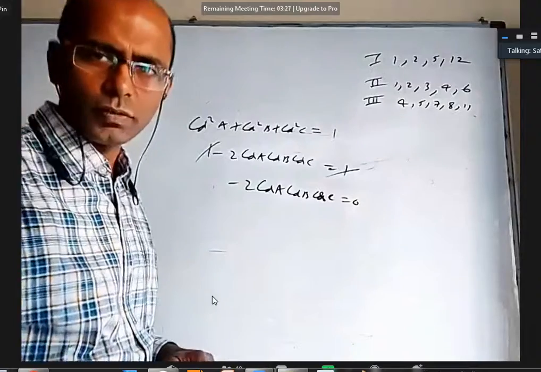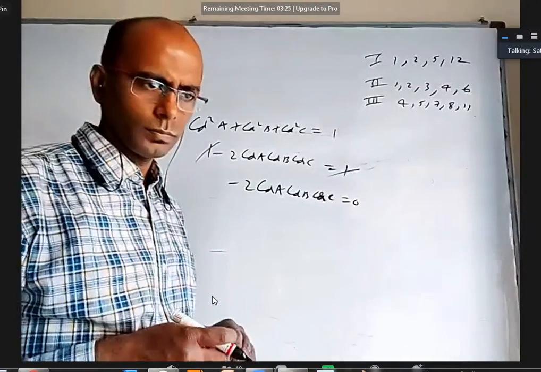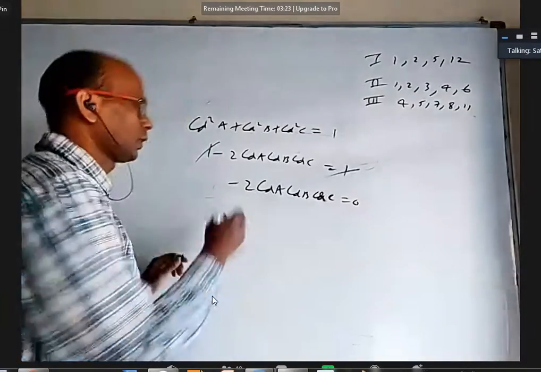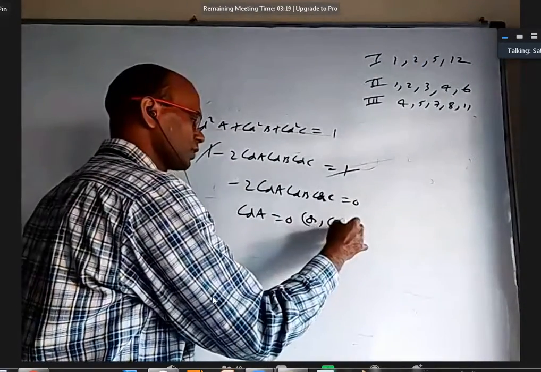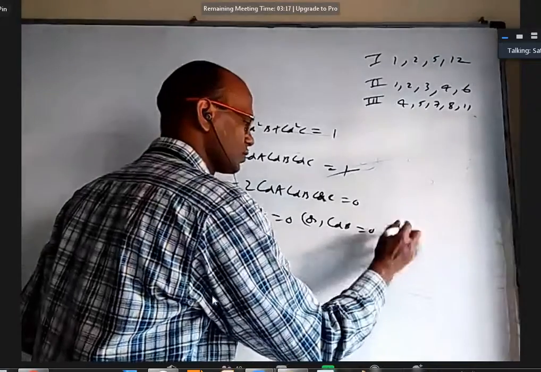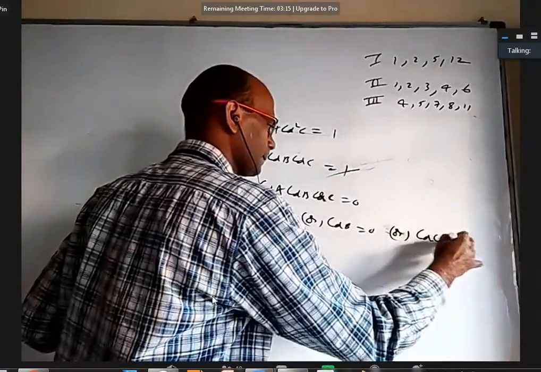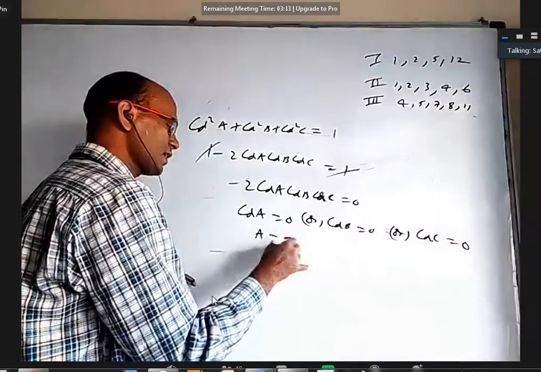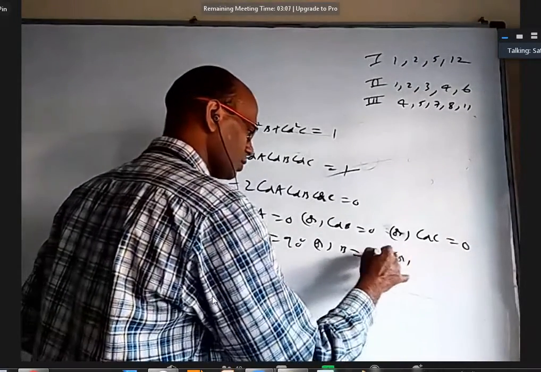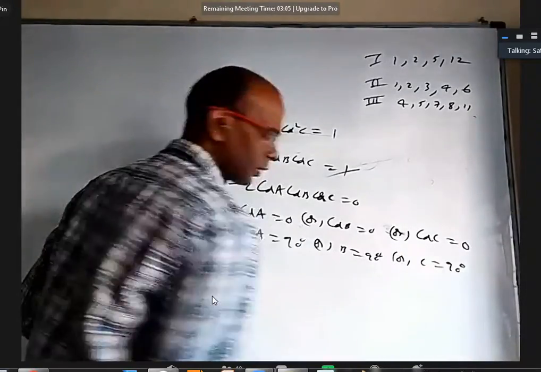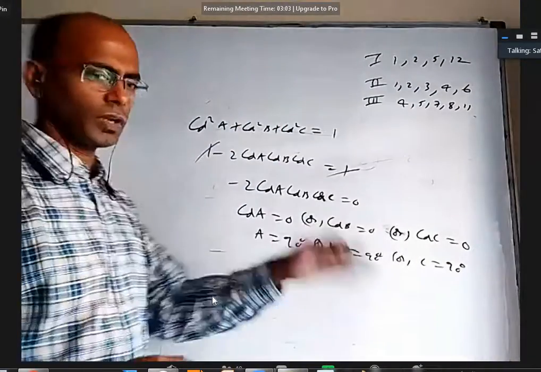Are you able to hear me right, everyone? Yes, sir. So either cos A is 0 or cos B is 0 or cos C is 0. So that is either A is 90 degrees or B is equal to 90 degrees or C equal to 90 degrees. So it is a right angle triangle if any one of them happens.